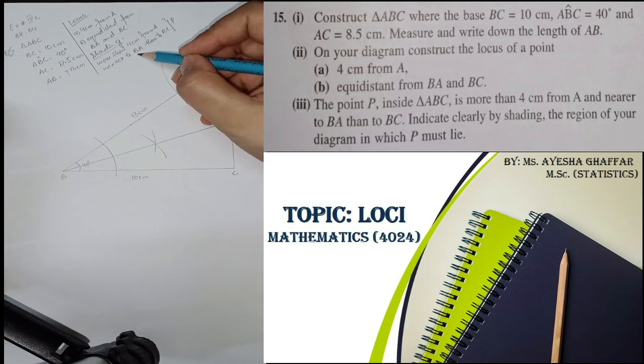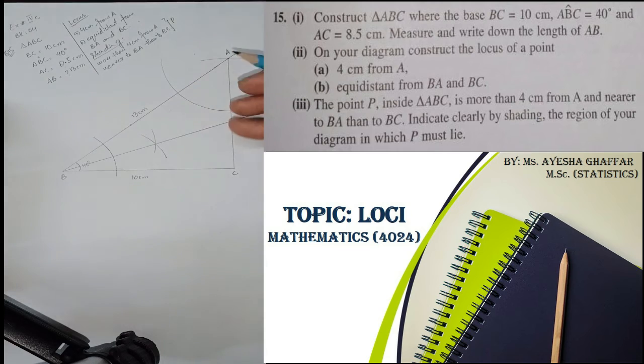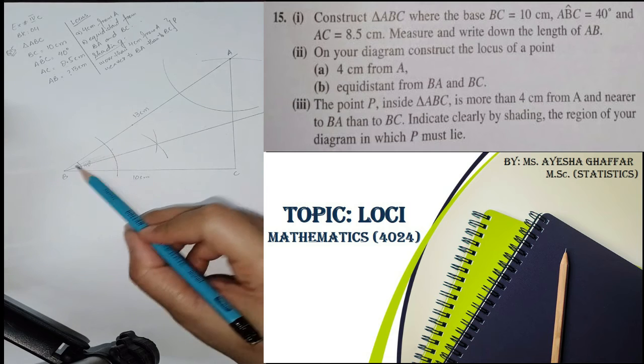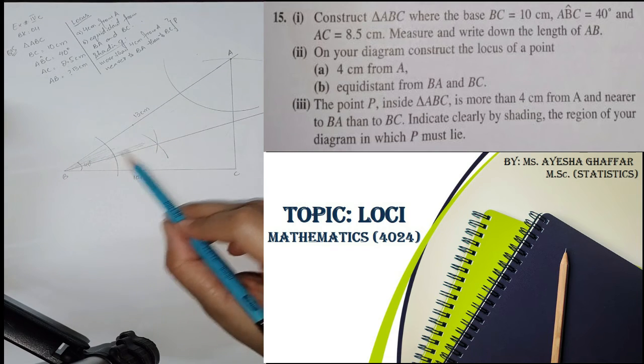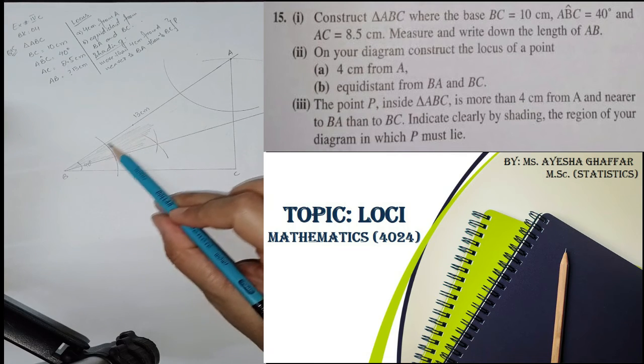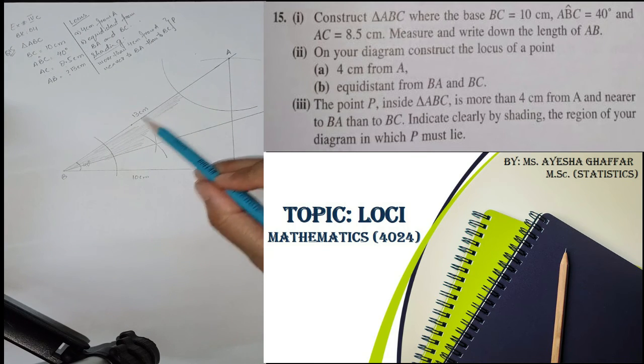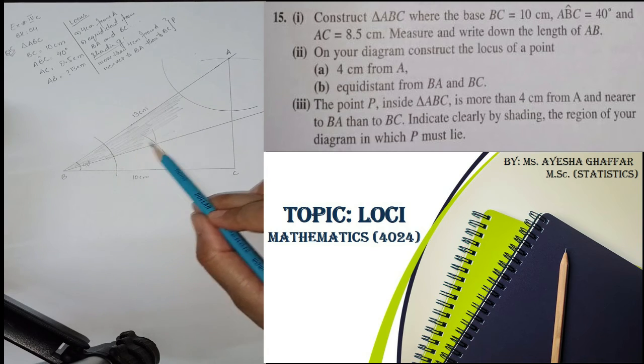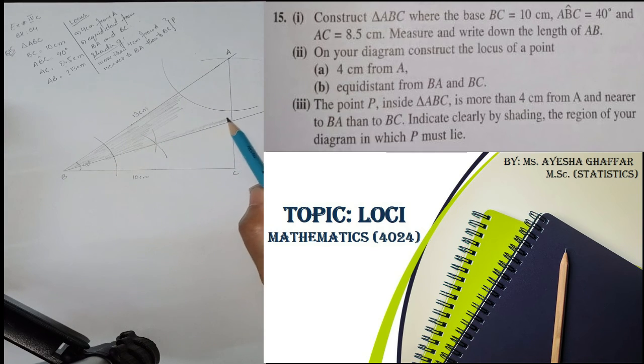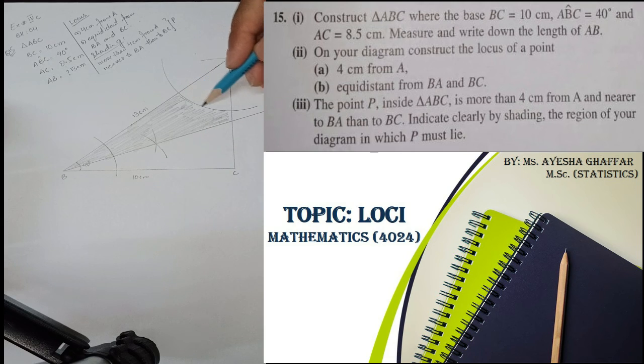Okay, so as they are saying nearer to BA than to BC, so it is nearer to A means above this line and outside the circle. So it means we will shade this region above this angle line and outside the circle. So here in this shaded region we can have point P. This is how we will shade this region outside the circle and above this line. So here we can write point P. So point P can lie inside this shaded region.